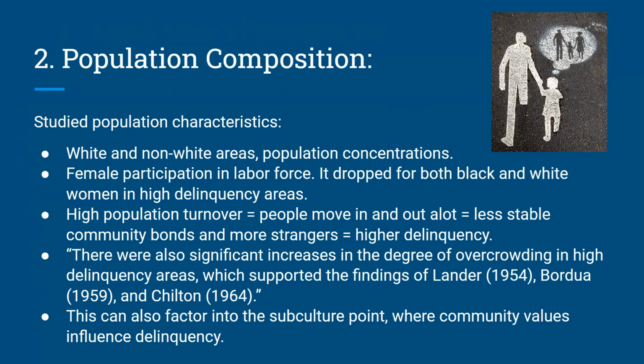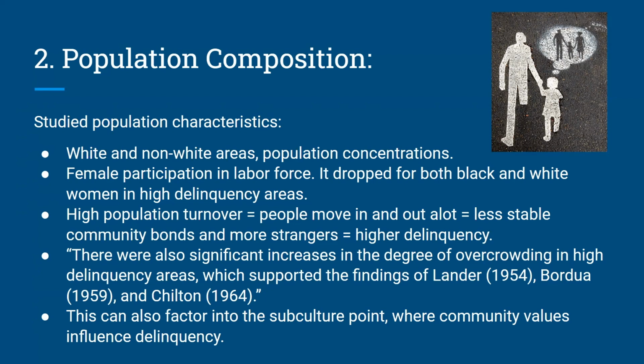They also looked at high population turnover and how people move in and out. As they move in and out a lot from a community, it can lead to less stable community bonds and more strangers, and this leads to higher delinquency. And then this quote from our text says that there were also significant increases in the degree of overcrowding in high delinquency areas, which supported the findings of Lander 1954, Bourdois 1959, and Chilton 1964.